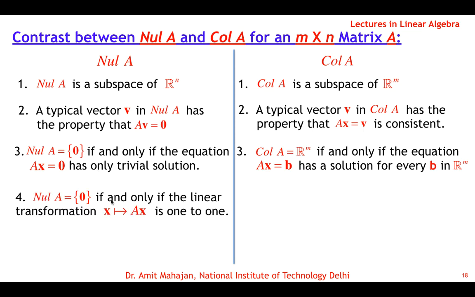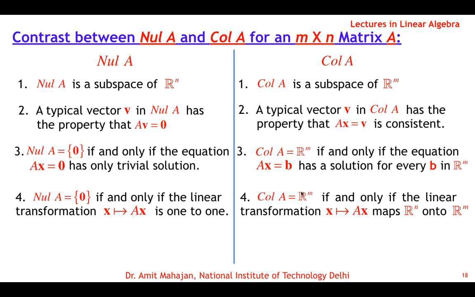Null space A will be a set of only the zero vector if and only if the transformation is 1 to 1. Okay, so clearly from this you can see that this is true when it has only the trivial solution. And we know that if a transformation is 1 to 1, then the homogeneous system has only the trivial solution. So this theorem we have already done, so these two results are clearly true.